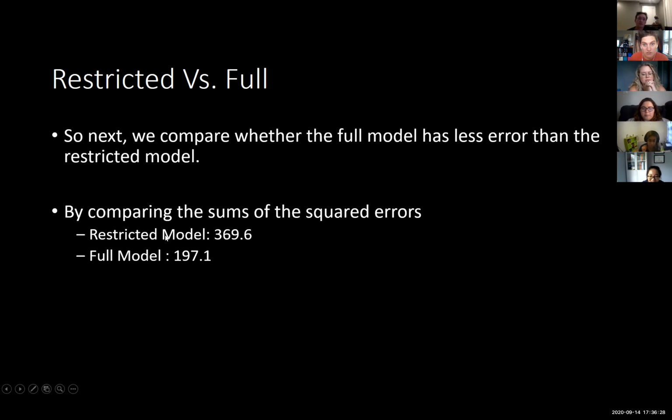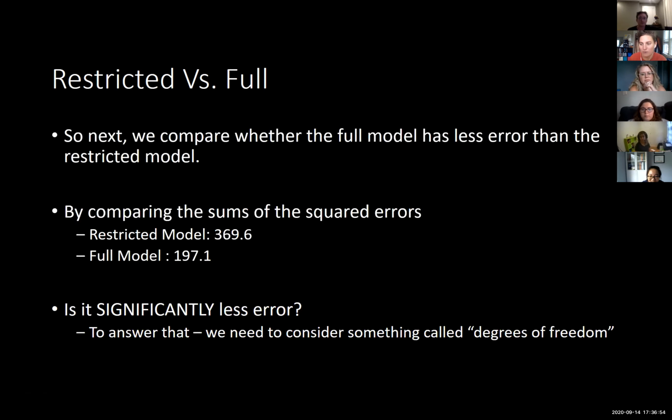Now we can look at the sums of squared errors, and we see that in the restricted model, that model with no predictors in it, we had a total sum of squared errors of 369. And in the full model, it was 197. So eyeballing it, you'd say that went down. But as we know in statistics, we want to know, is it less error? Well, obviously, but is it significantly less error? That's what we really care about over here in quantitative statistics land.